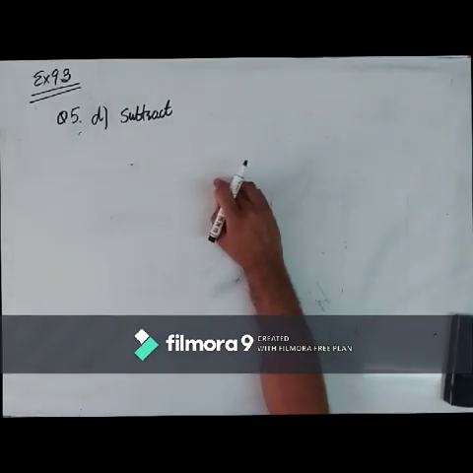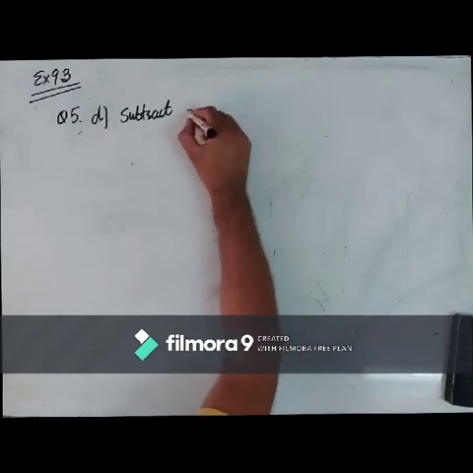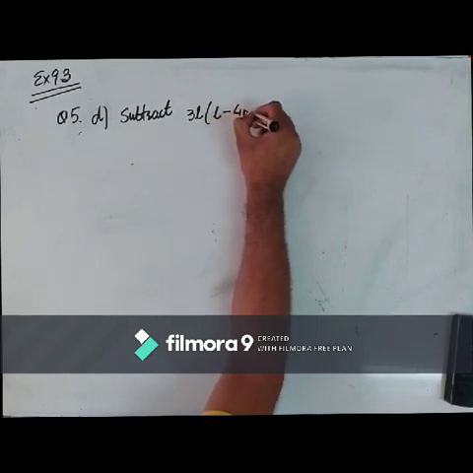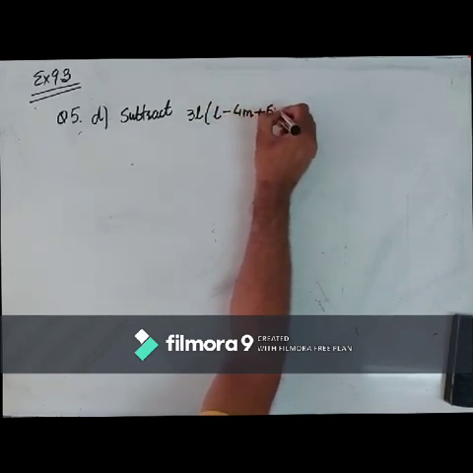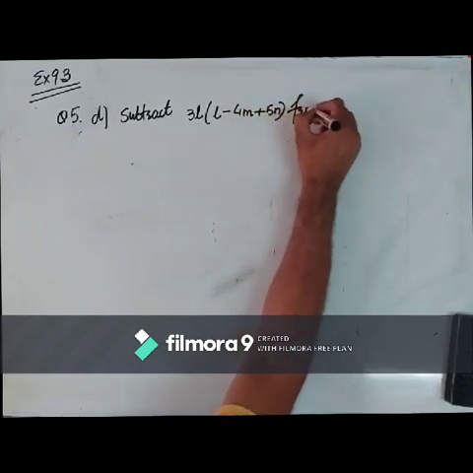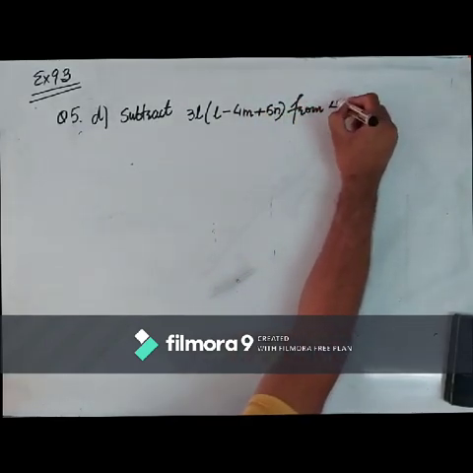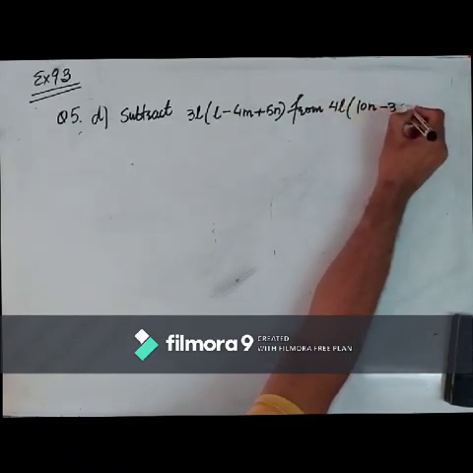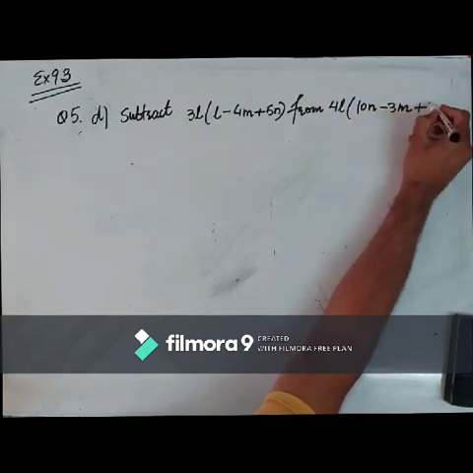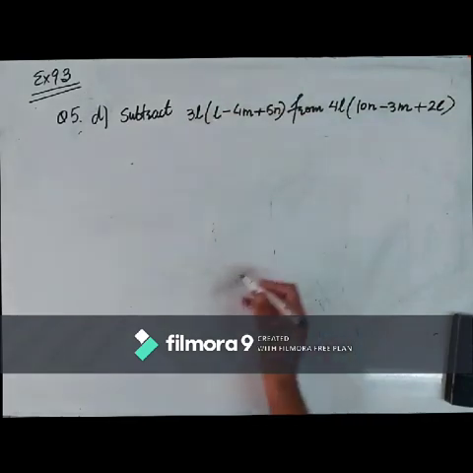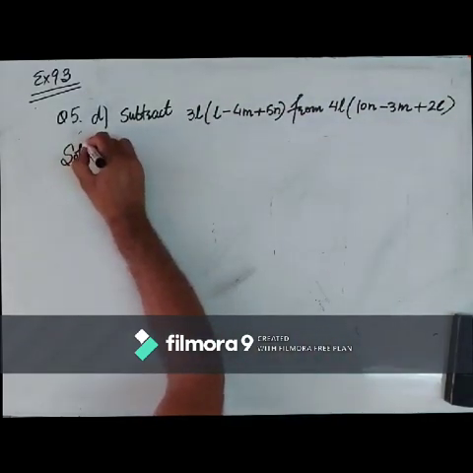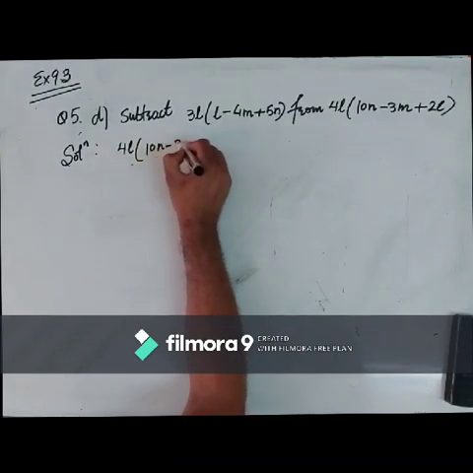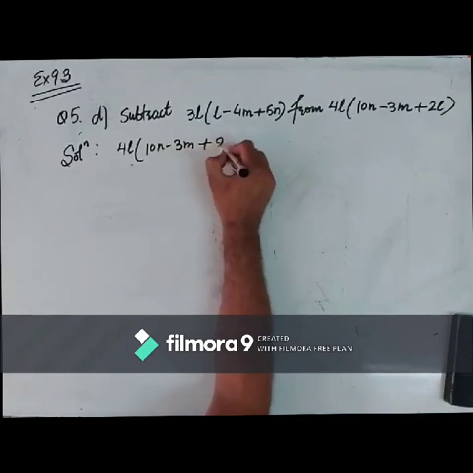Let's see part number D. Subtract 3l bracket start, l minus 4m plus 5n from 4l bracket start 10n minus 3m plus 2l. So again subtraction we have, no problem at all. Write 4l into 10n minus 3m plus 2l first.